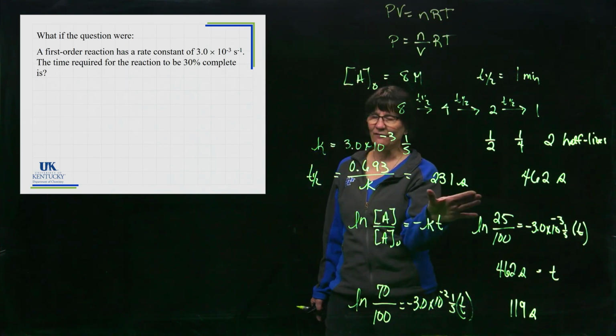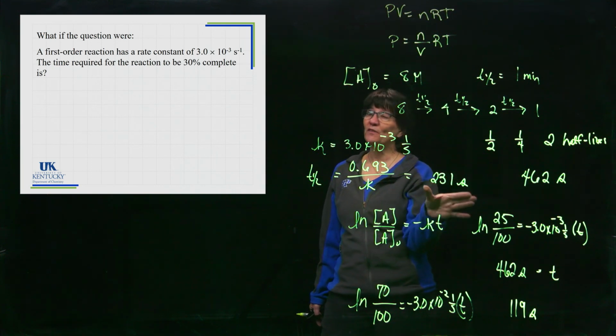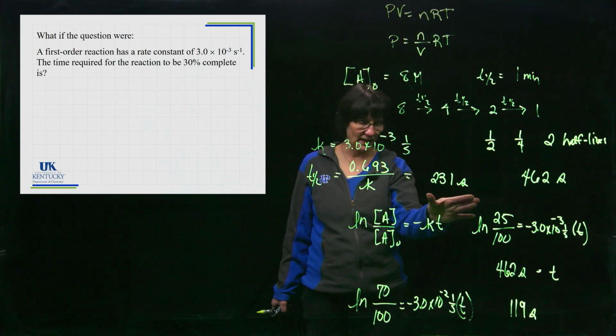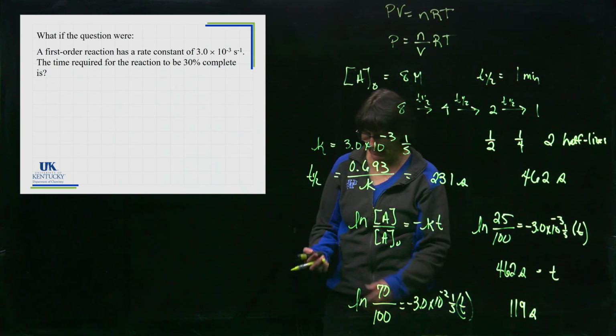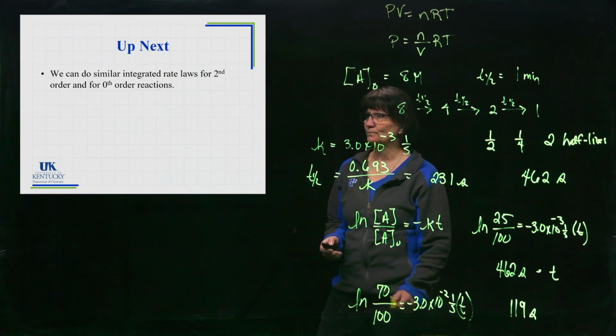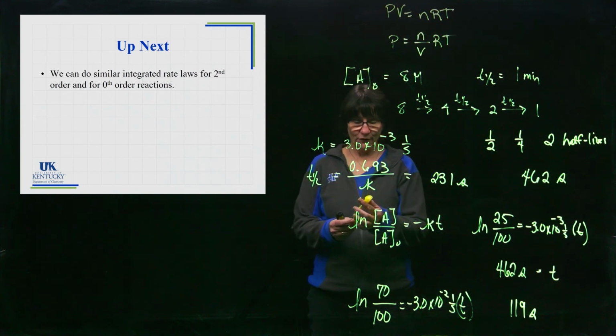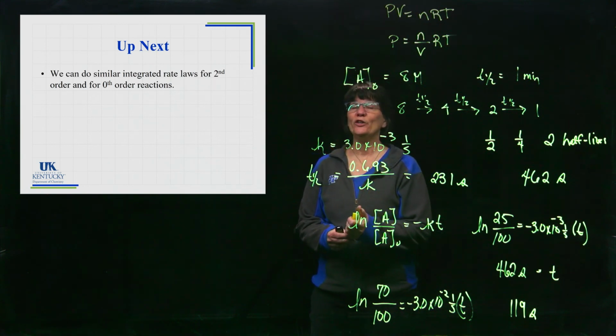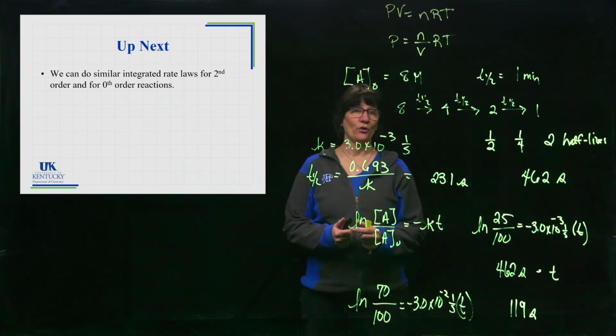Well, I'm less than a half-life. One half-life, using up 50%, would be 231 seconds. So I would expect it to be less than that. Okay, so we've done it for first order. We need to do it for second order and zeroth order next.